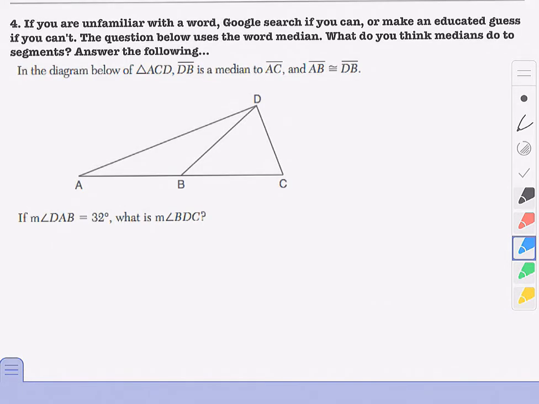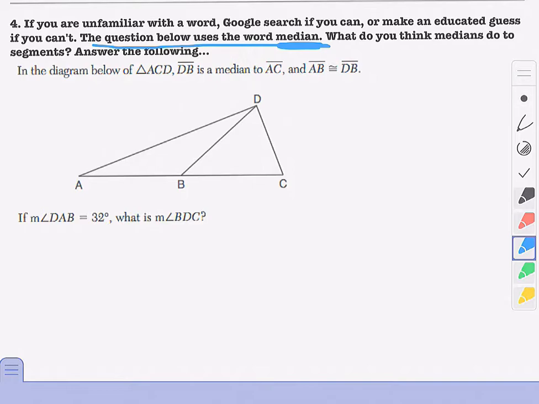Yeah, question number 4. So a reminder, if you're unfamiliar with the word in any class, math class, social studies, science, if you're in English class especially, I would imagine, if you're unfamiliar with the word, just Google search it or ask Alexa. And if you can't get an answer that way, then just take an educated guess of what it could mean. So either look this up, or maybe you even know what the word means, or take a good guess of what the word median means in the picture below.